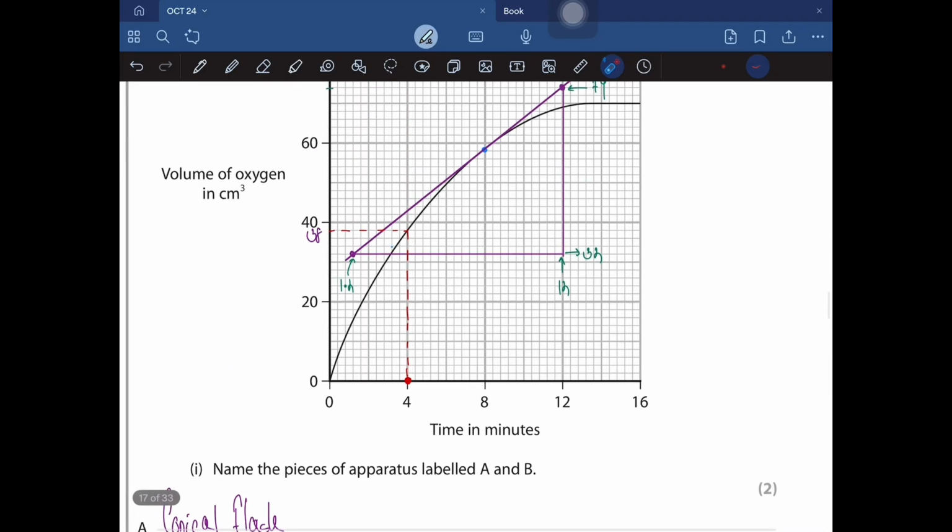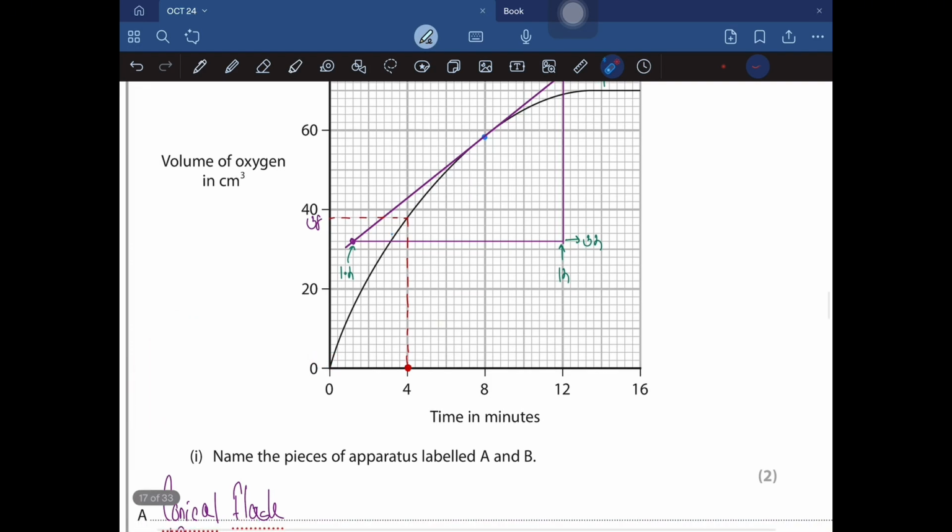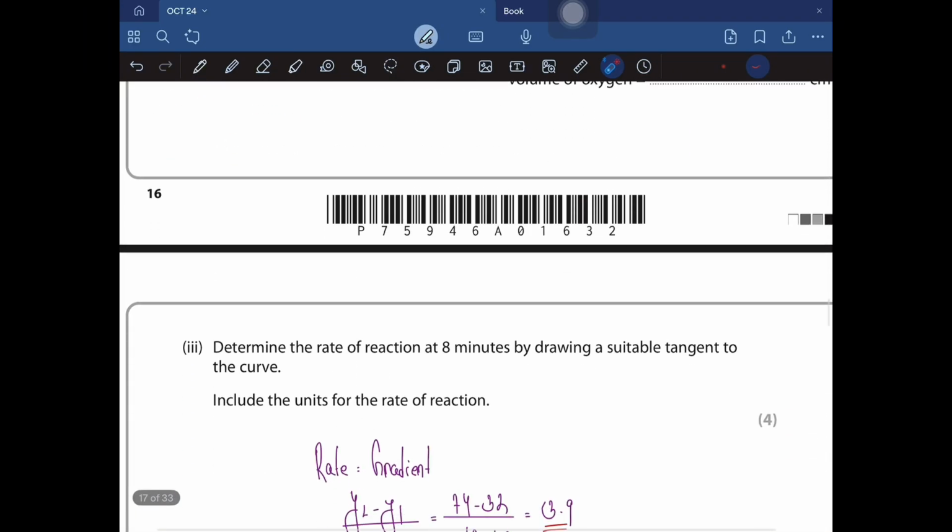Determine the volume of oxygen produced in the first 4 minutes. The volume of oxygen produced in the first 4 minutes is 38, because each of these individual small boxes is equivalent to 2. So this is 30, 32, 34, 36, 38 cm³.